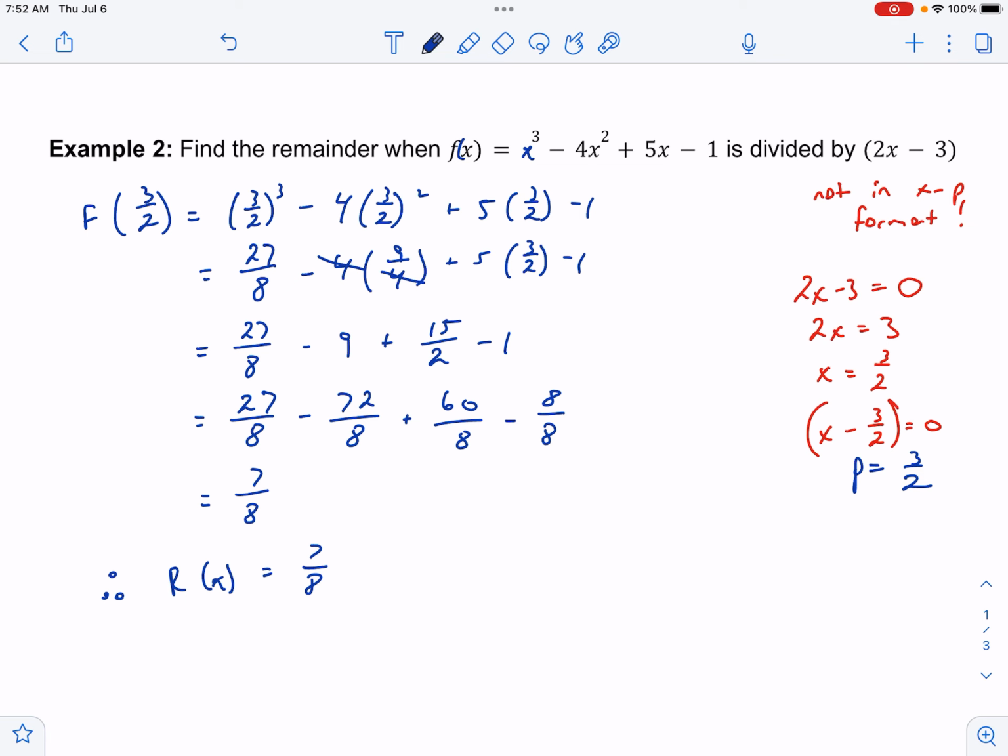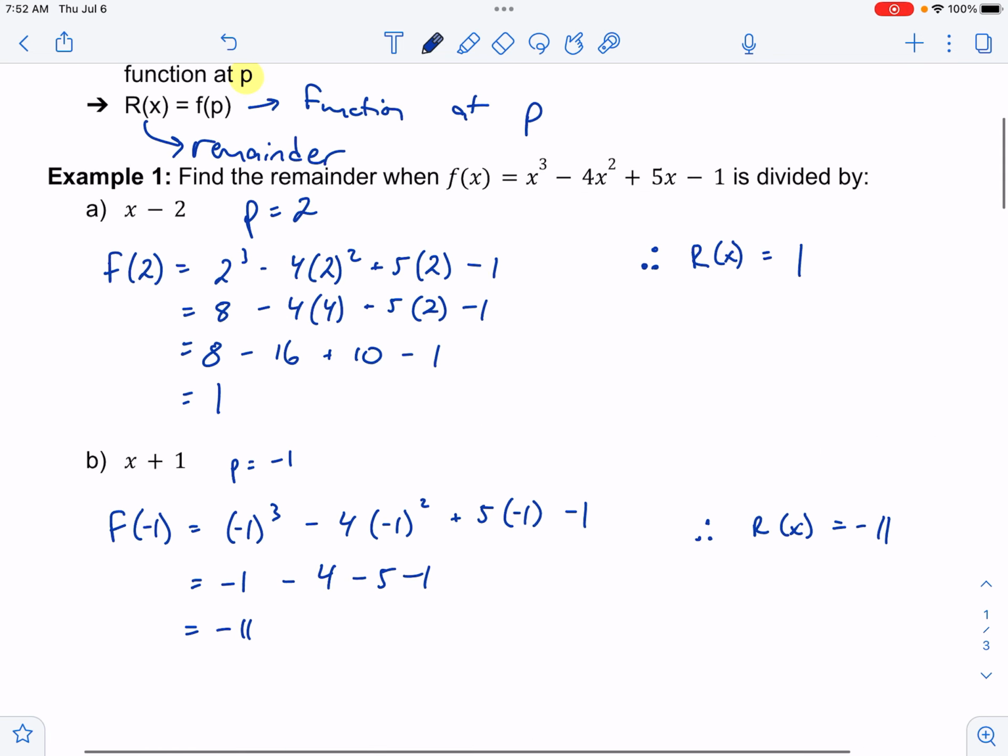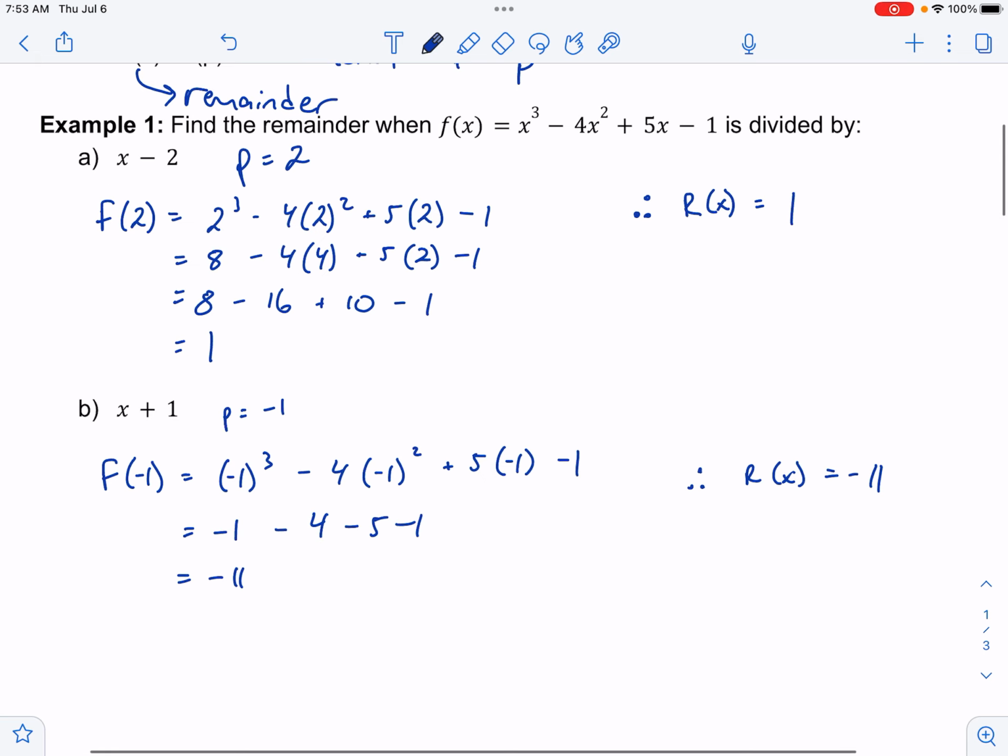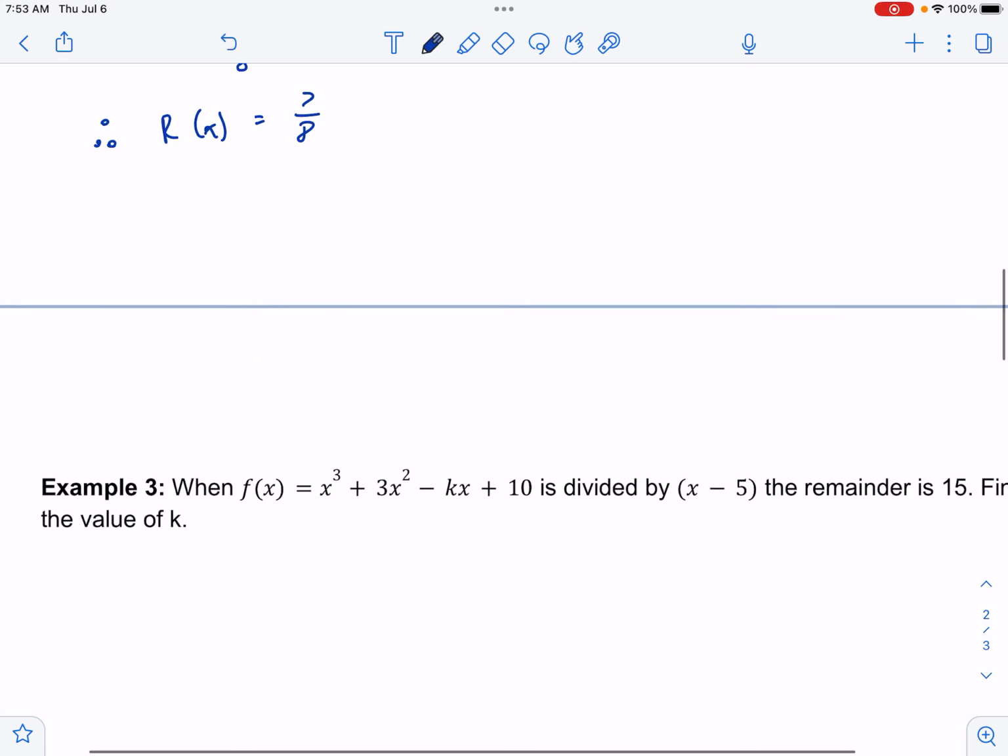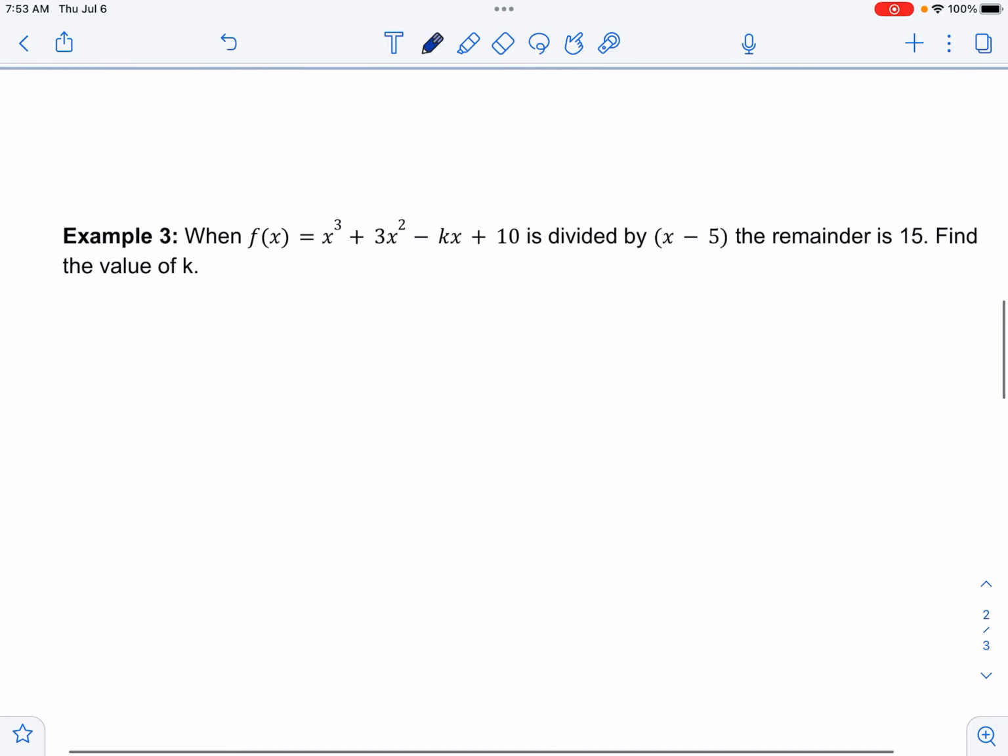Alrighty. So we've seen two types. Right now it's been pretty straightforward. We've just had it where p is a straight number. Plug it in, get the answer, and that's your remainder. And then we've had one here where we needed to do a little bit of rearranging. Let's go to just a touch harder here. This is a bit more of a thinking problem. When f of x is equal to x cubed plus 3x squared minus kx plus 10. So when this function is divided by x minus 5, I have a remainder of 15, and I need to find the value of k.